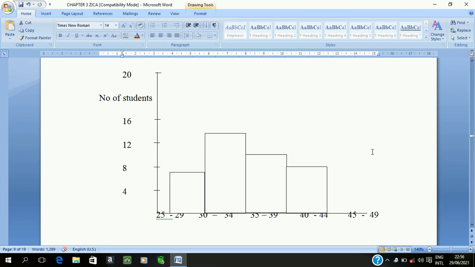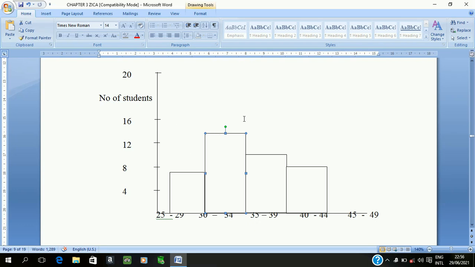Mode is simply the value that appears more frequently. That's the mode of value. The value with the highest frequency. That's a mode of value. So a histogram can be used to determine the mode graphically. We know that the tallest bar is going to be the modal class. The tallest bar is going to represent the modal class, which means that the mode value is found within that modal class. But how do we determine this mode value?